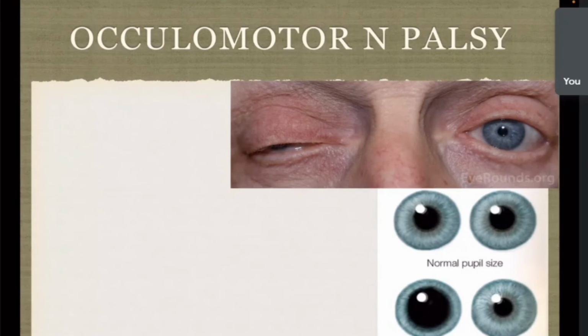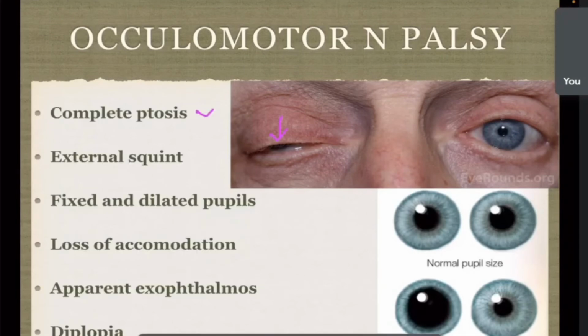Now we have to see what are the features when there is paralysis of the third cranial nerve, and when there is paralysis of the fourth and sixth. So when there is third cranial nerve palsy, there will be complete ptosis. Then oculomotor nerve palsy, which muscle is paralyzed? Medial rectus or lateral rectus? Medial rectus. So medial rectus is paralyzed. So you can see this eyeball, compared to this eyeball, it is outwards. So which squint is there? External squint. There will be external squint.